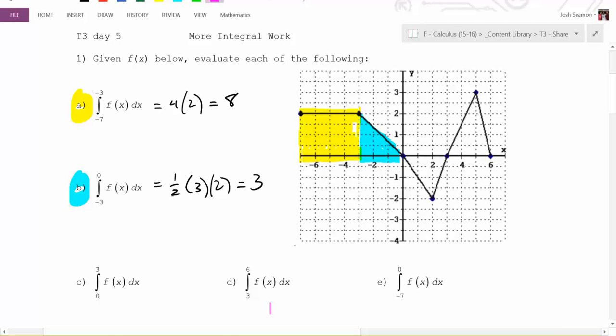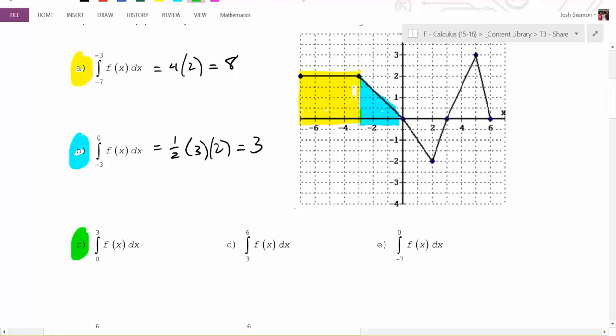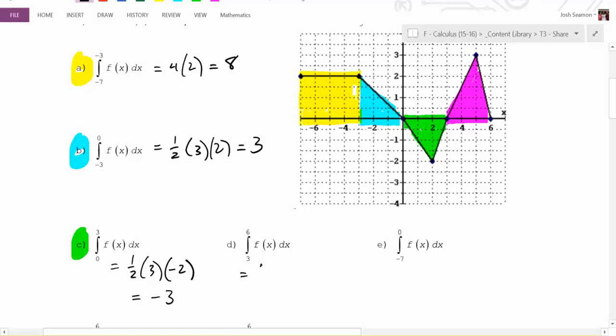For the third one, 0 to 3, what shape is that going to be? It's another triangle, right? What's the area of a triangle? 1/2 times 3 times 2. So it's going to be -3 this time because it goes down. So if I go to purple now, from 3 to 6, it goes up like this. So this one's going to be 1/2 times 3 times 3, so it's 9/2.